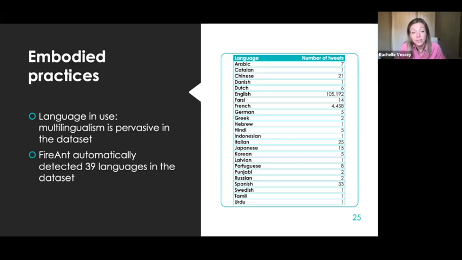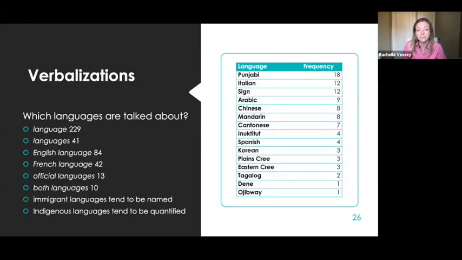So in this data set, for example, multilingualism was pervasive. The FIRANT program that I used detected 39 languages in the data set, and that is a hugely important starting and ending point as well for the data that I'm looking at. You can also see by these figures that English was by far the most frequently used language and French the second most frequently used language, but to a much lower degree.